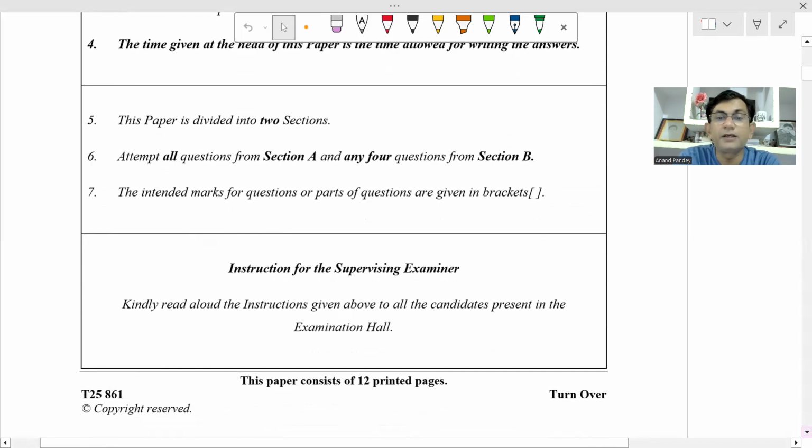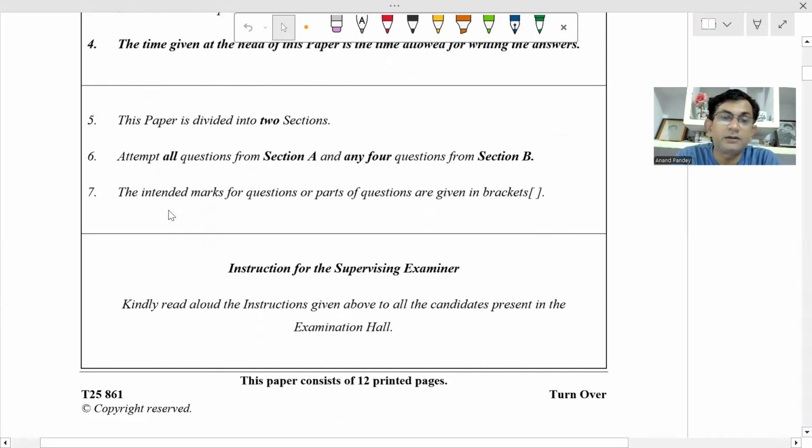This paper is divided into two sections. Attempt all the questions from section A and any four questions from section B. Most of you know that section A is compulsory and section B will have 6 programs, out of which we have to attempt 4. In this video, I am going to discuss section A only. I'm not going to discuss section B in this video. In the next video, I will discuss section B also.